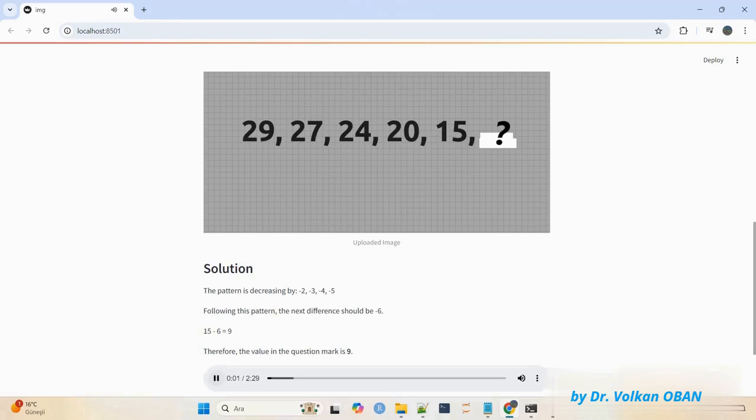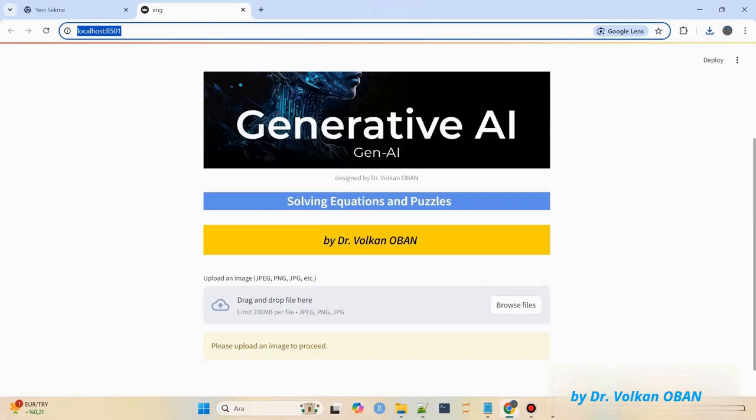The pattern is decreasing by -2, -3, -4, -5. Following this pattern, the next difference should be -6. 15 minus 6 equals 9. Therefore, the value in the question mark is 9.